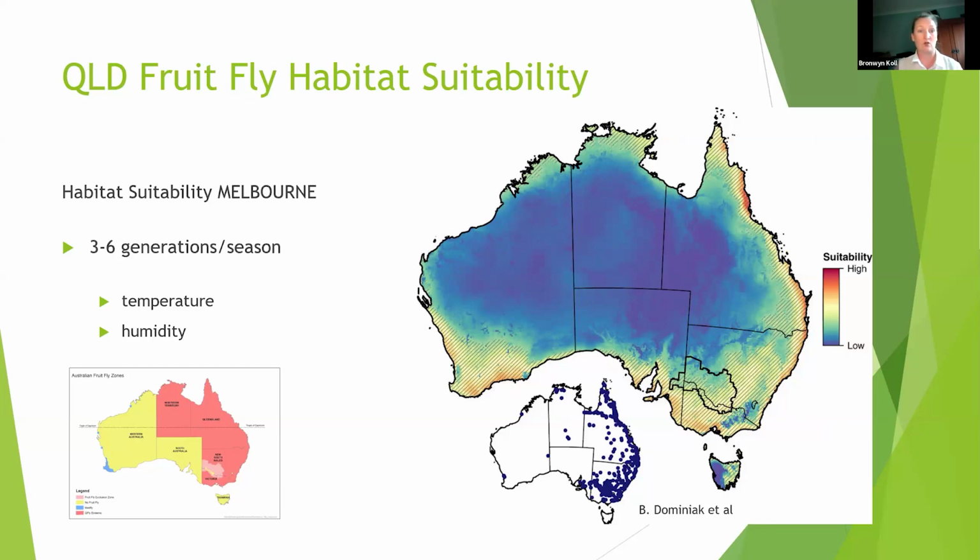This little picture down in the corner here is simply the states in pink that have Queensland fruit fly. So no fruit can be taken out of these states without strict controls and treatments.